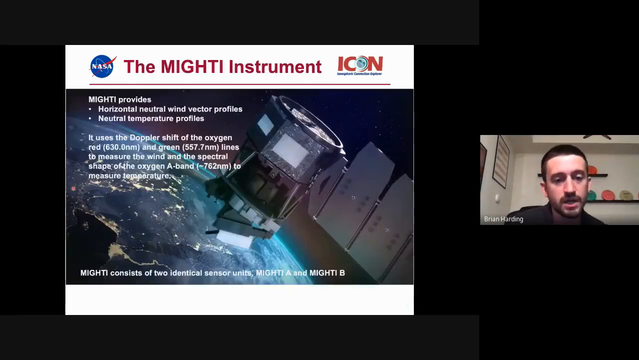Focusing on MIGHTY, MIGHTY provides the horizontal neutral wind vector profiles, so actually altitude profiles, from about 90 to 300 kilometers altitude. And it uses the Doppler shift of the red emission and the green emission to measure the wind. And it also has measurements of the oxygen O2 A band emission, the infrared emission, to measure the temperature. And there's two sensors on MIGHTY. It's MIGHTY A and MIGHTY B, which I'll go into.